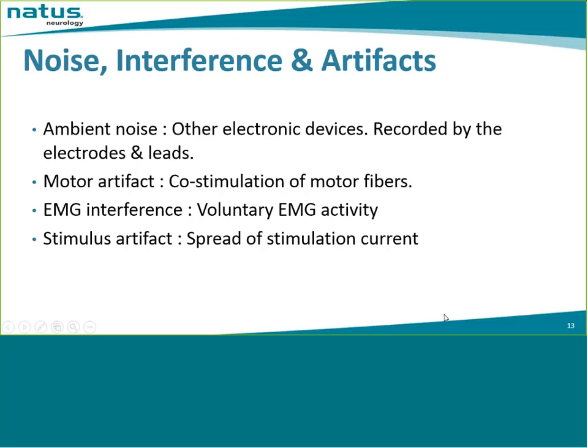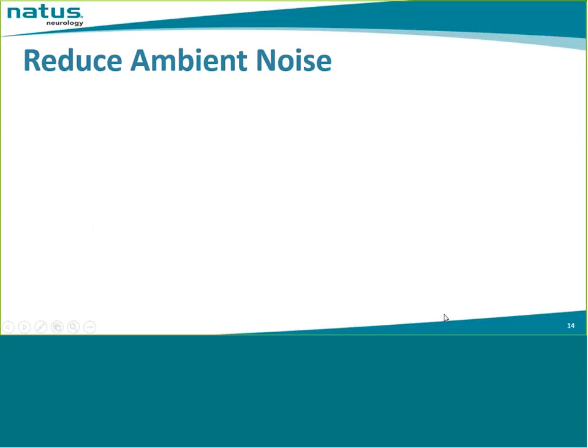So now let's consider different strategies by which we can reduce all of these contaminants to the sensory nerve action potential. Let's start with the ambient noise. The best strategy is to reduce the ambient noise as far as possible.